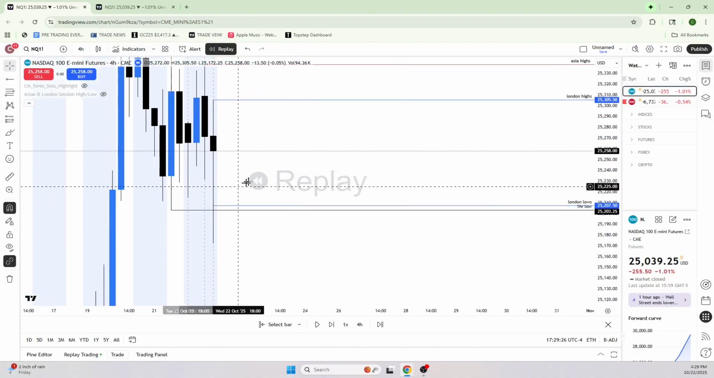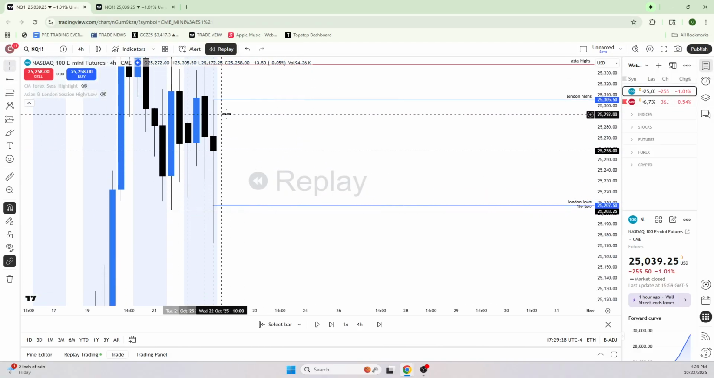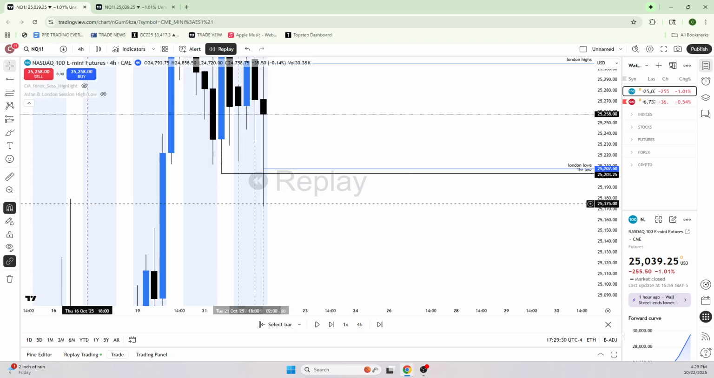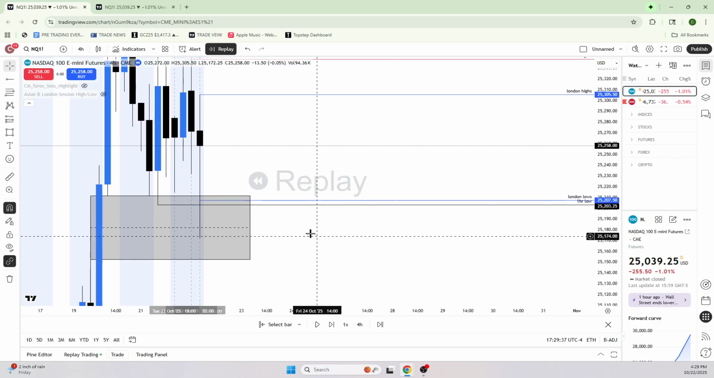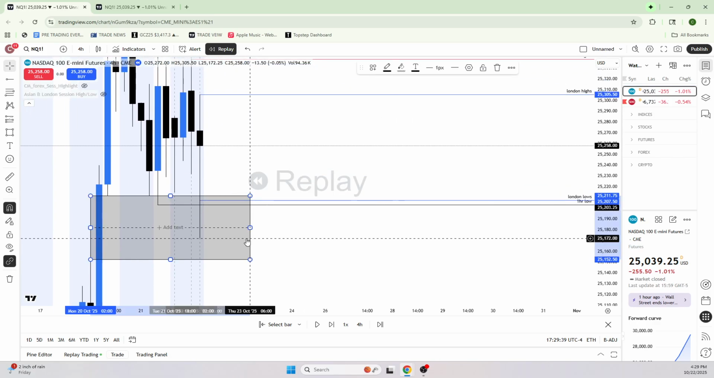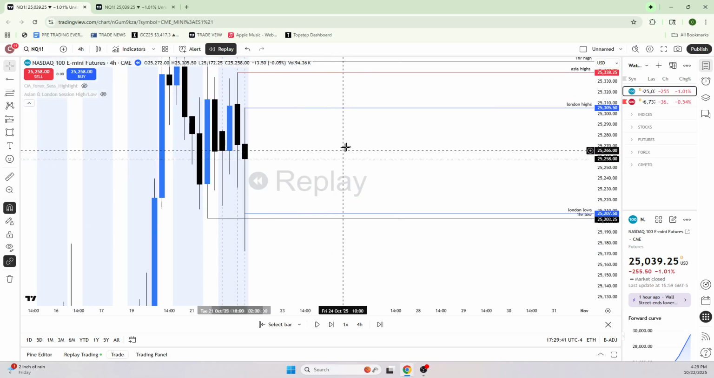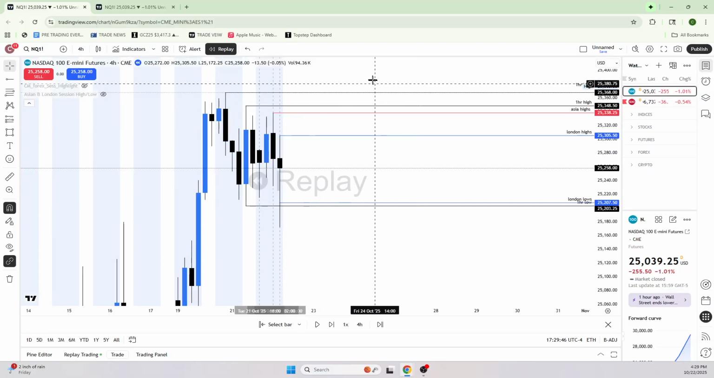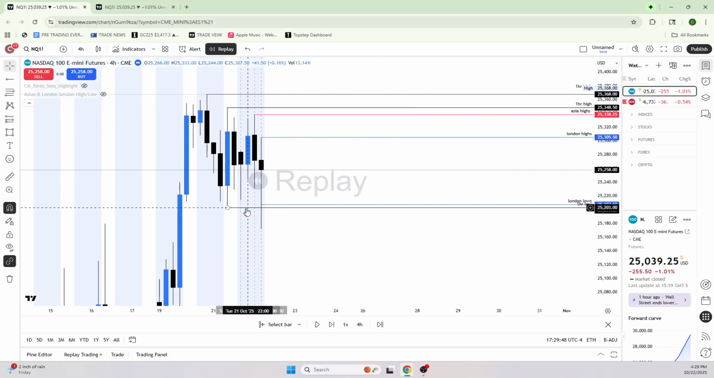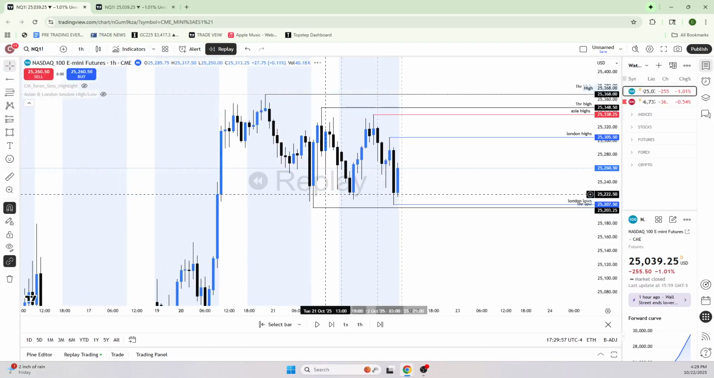Those 4 hour highs, 4 hour lows that got swept. We tapped into this fair value gap right here. Respected it. I think we're gonna go higher, because after these have been swept.